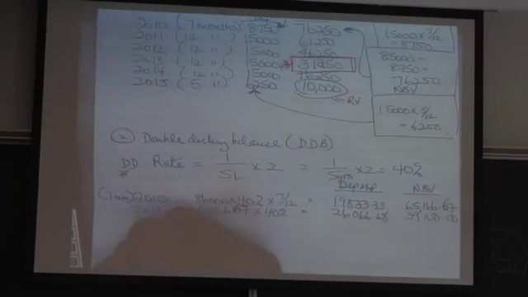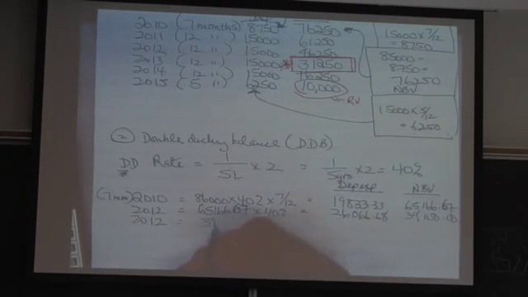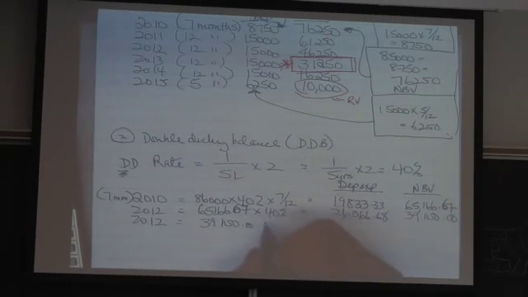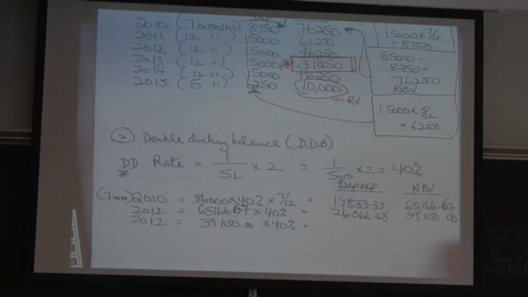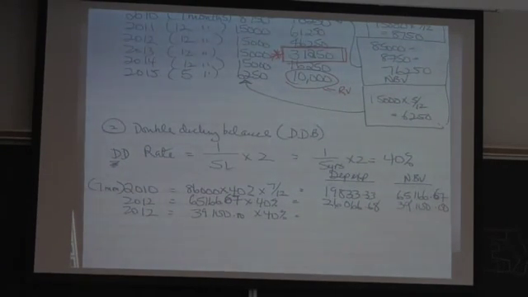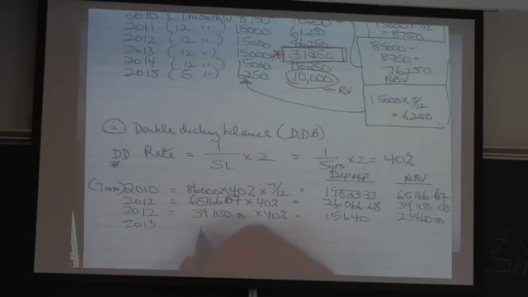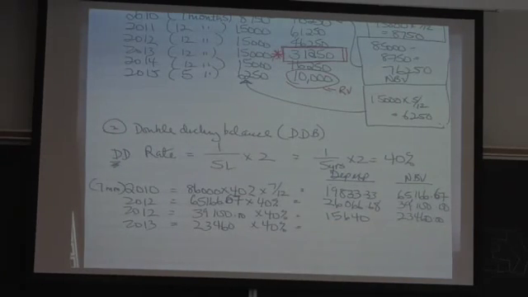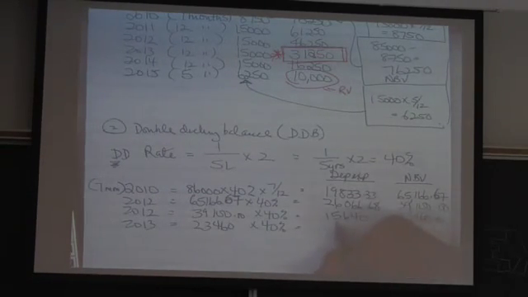In 2012, the net book value is 39,100 times 40% to give us the depreciation expense of 15,640. The net book value will be the difference between these two, which is 23,460. 2013 is 23,460 times 40%, which is 9,384.